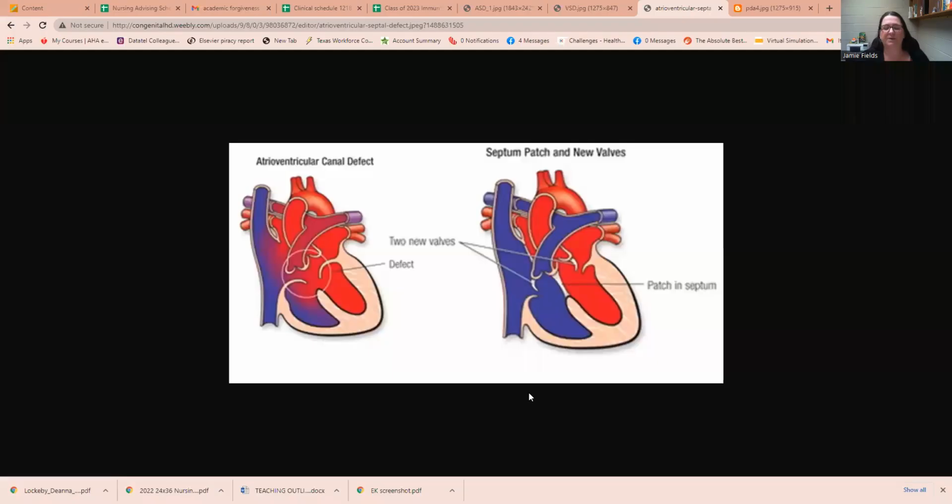Okay. Next, atrioventricular canal defect. So let's look at this one. Okay. This is the most common cardiac anomaly in Down syndrome. So what happens?